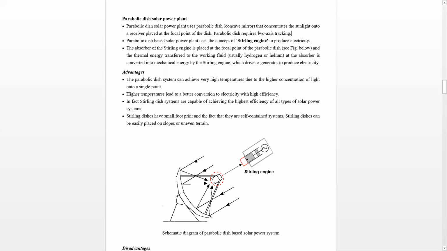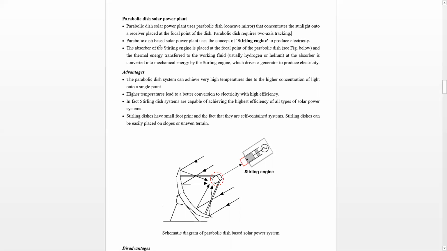You see, in a parabolic dish collector, all the radiation falling on this dish is required to be focused on a very small area around this focal point. Hence, two-axis tracking is required for accurate focusing of radiation onto this small area, right?